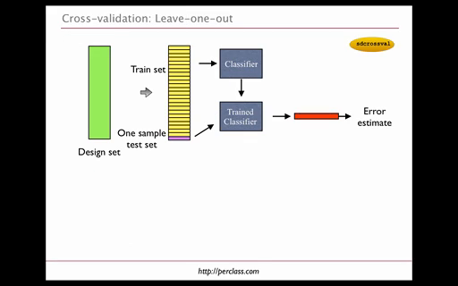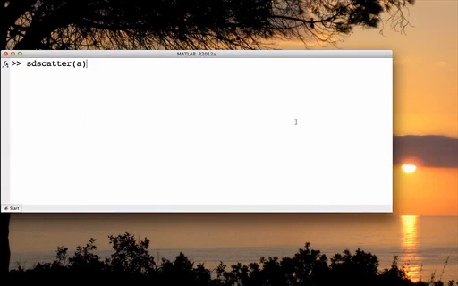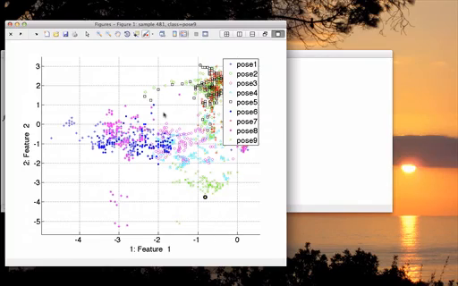A variation of the cross-validation is called leave one out. Here, we leave one sample out for testing and use all other samples for training the classifier. In this way, we ensure we have the largest training set, and we are still evaluating the classifier on all samples in an unbiased way. Usually, we don't leave out one sample, but, depending on our application, all data of one person, object, or video clip.